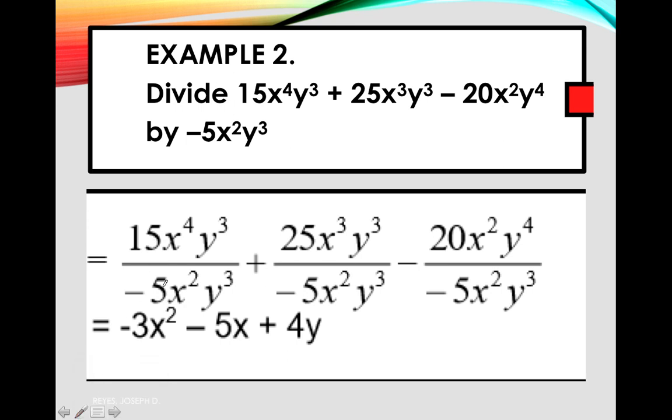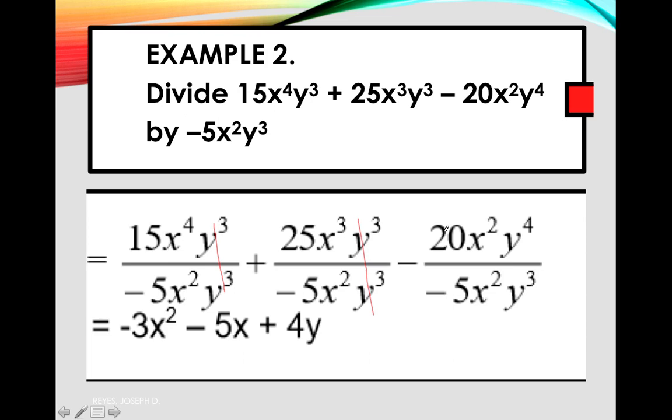And then after that, pwede na tayo mag-simplify. So 15 divided by negative 5 is negative 3. X raised to 4 and x squared, so 4 minus 2 is 2. Then cancel na to kasi that's equal to 1. Plus 25, 25 divided by negative 5. So that's negative 5. X cubed and x squared, 3 minus 2 is 1. Just copy the letter. And then kakancel na natin yun because 3 minus 3 is 0.